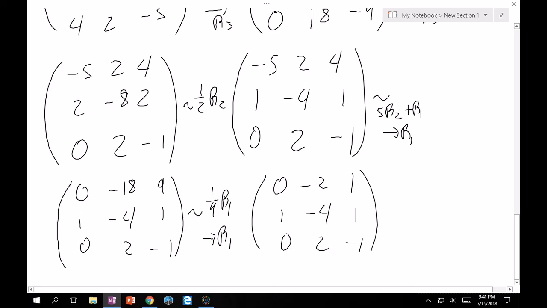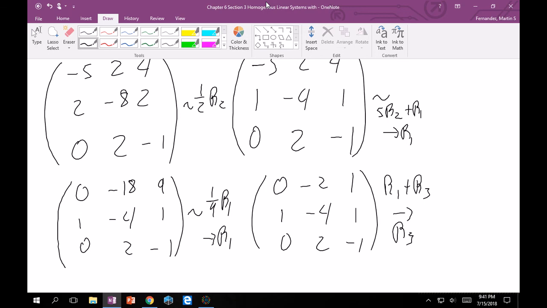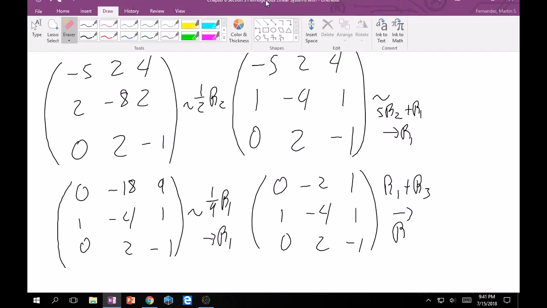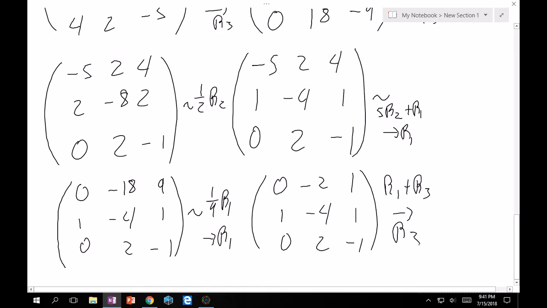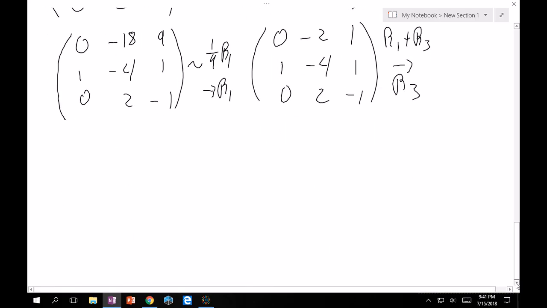From here, what I want to do now is probably add R1 onto R3. That seems good. So R1 plus R3 onto R3. That is a terrible 3. I'm so sorry. 3. There we go. Okay. So what that's going to result in is, again, the first and second rows are unaffected.